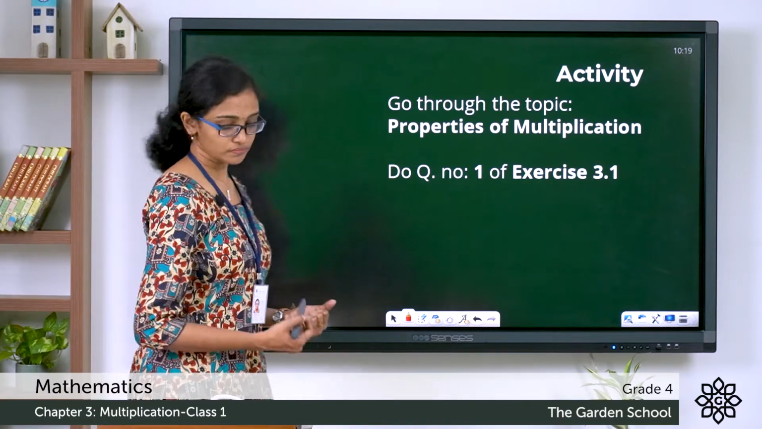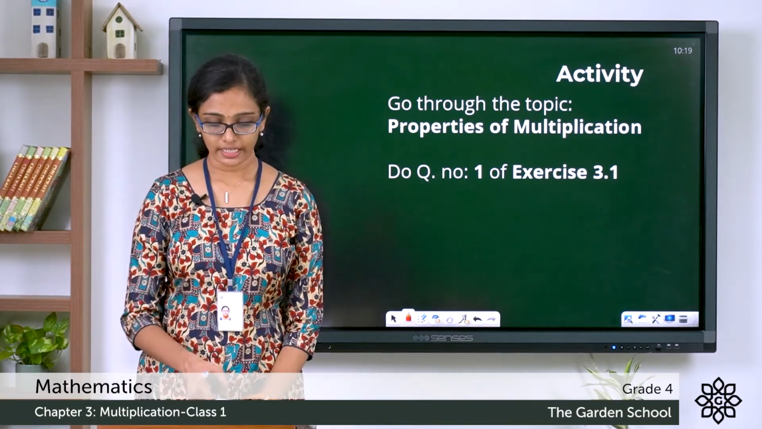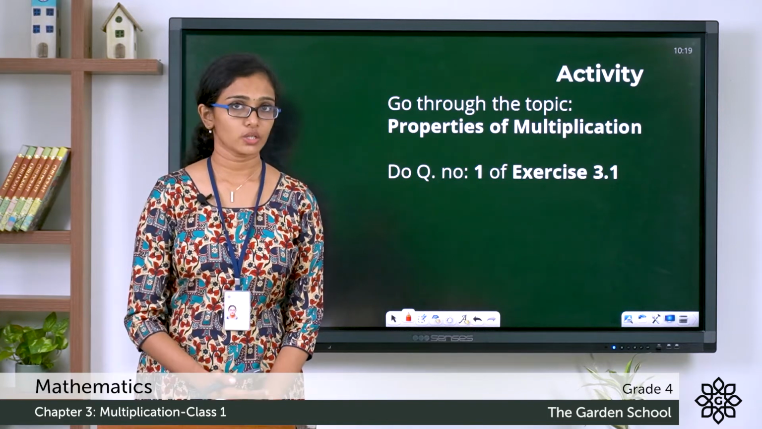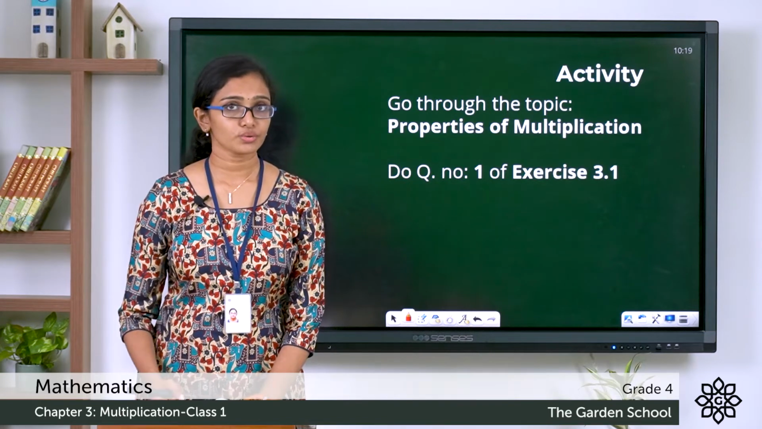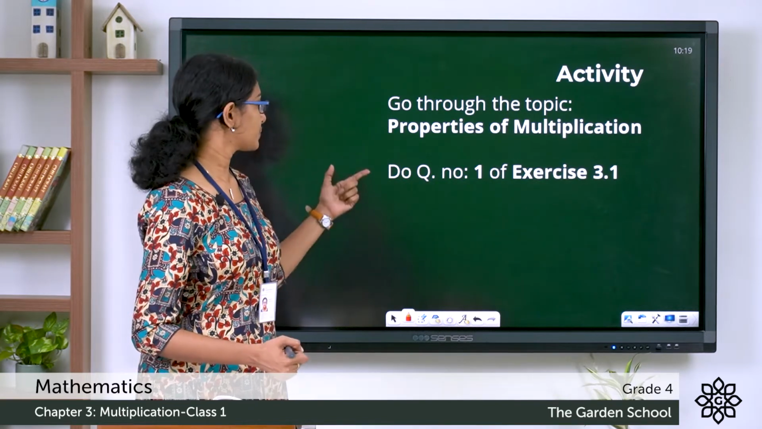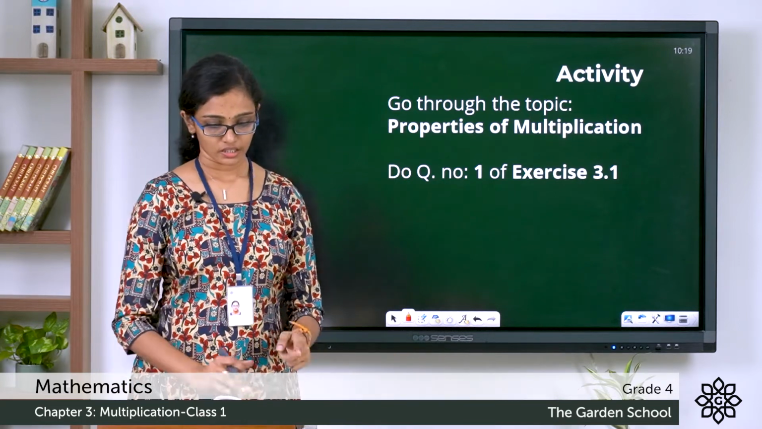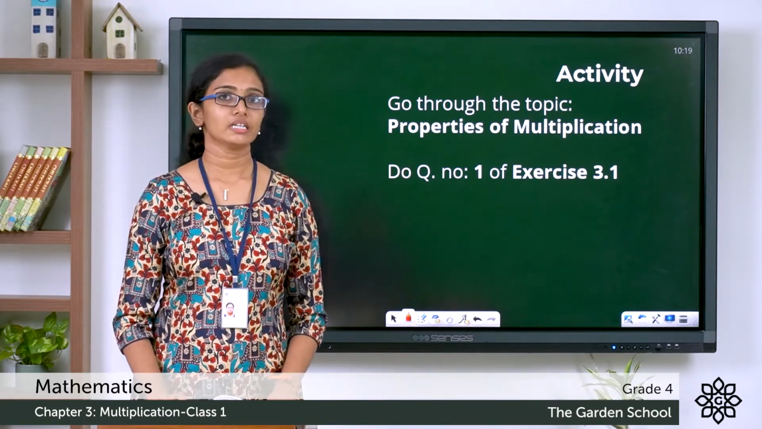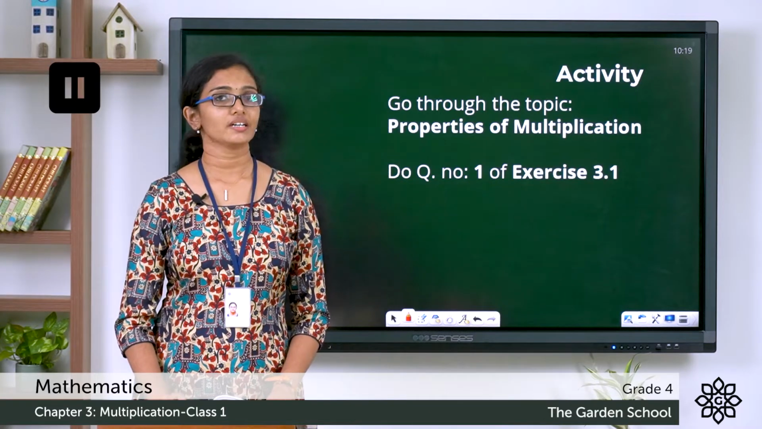Now, in page number 37, you can see the heading Maths Around Us, and below that you can see the topic properties of multiplication. You have to go through the topic. The first activity for the day, you have to do question number 1 of exercise 3.1 in page number 38. So you can pause the video, finish the exercise and come back.